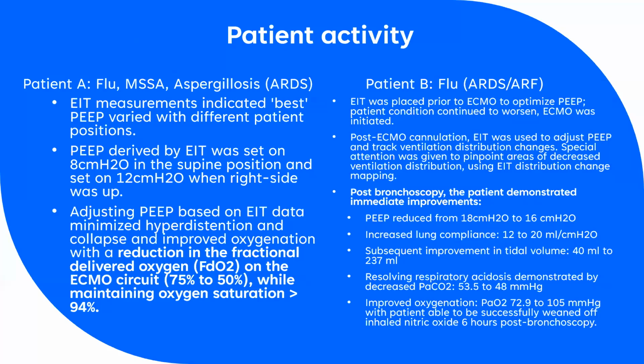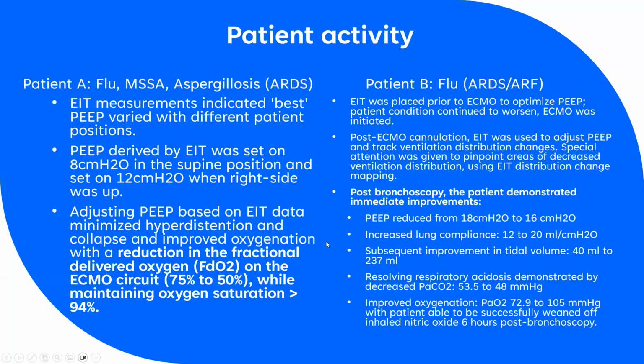We might have done a micro turn on the left, but we predominantly were laying supine, or we would go right side up about 30 degrees. I would tell my nurses, hey, can we get this right side up as much as we can? And when we did that, and when we performed our EIT, we were able to see that our best PEEP in the supine position was 8. But when that right side went up, our best PEEP was actually at 12.